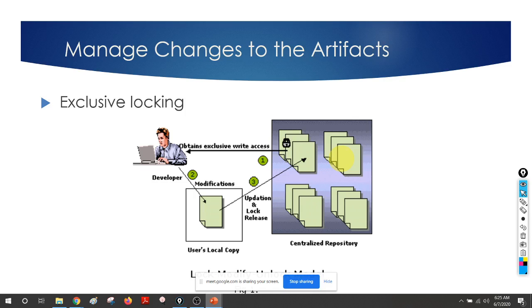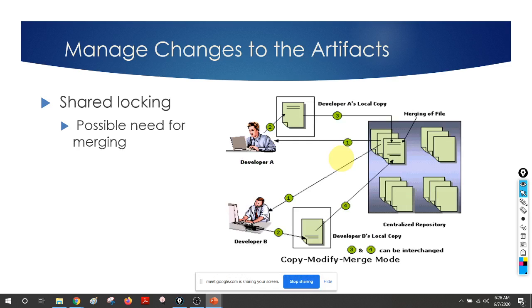Okay, so that approach is fine, but it prevents the other person from working on that artifact in parallel, right? Because it's a very dynamic environment, a lot of team members want to work on the same product at the same time. That is a very normal thing in real world software development. So this is okay, but it has the drawback of a lot of unnecessary waiting. That is why we have another approach called shared locking.